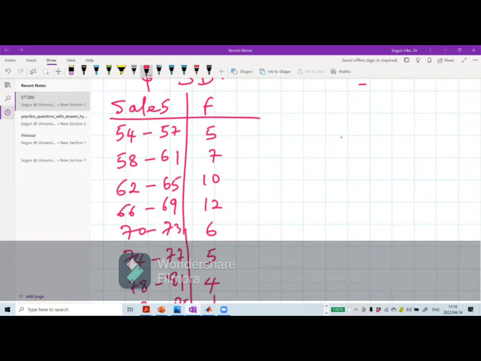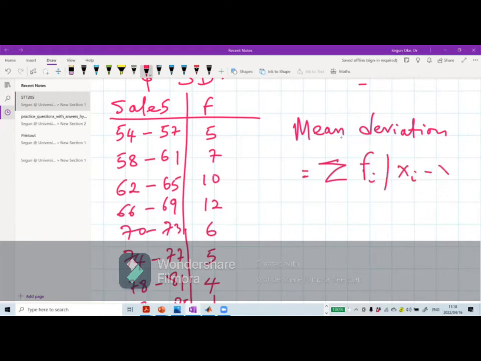Are we all there? The formula for mean deviation is something like summation of fi times the absolute value of xi minus x bar, all over summation of fi. So that's what they call the mean deviation, where your xi is your class mark of the individual class.